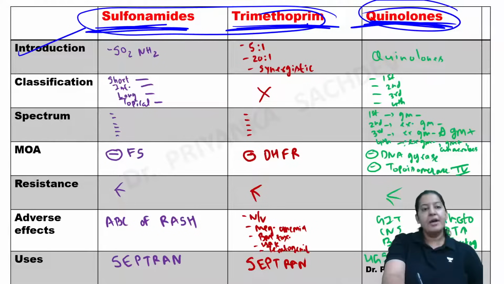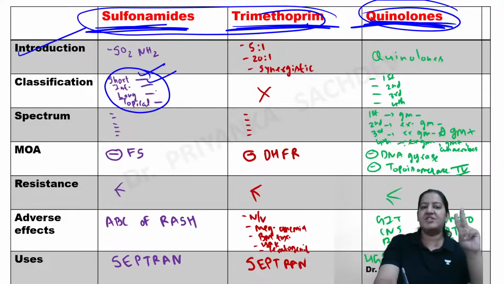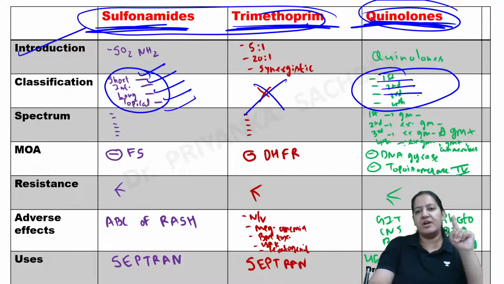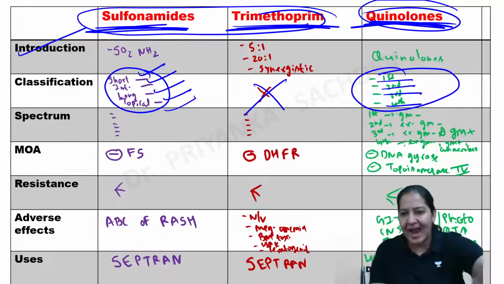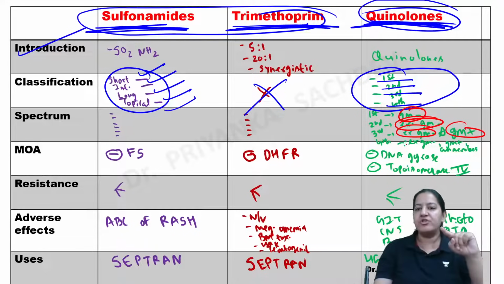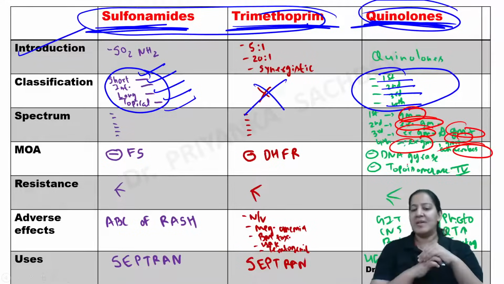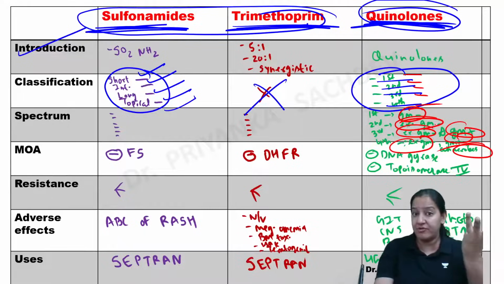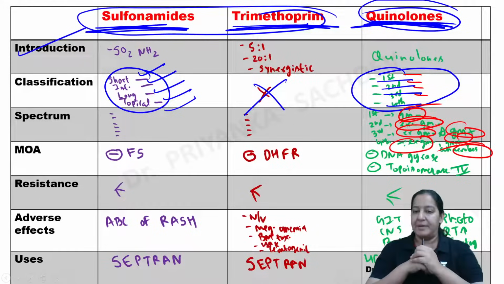Right? So introduction, ठीक है. You should know classification. Sulfonamide का classification is based on duration of action: short acting, intermediate acting, long acting, topical and special. Trimethoprim doesn't have any classification. Quinolone का classification is based on the spectrum: first generation, second generation, third generation, fourth generation. First generation acts only against gram negative, moderate gram negative. Second generation, extended gram negative. Third generation, along with gram negative, gram positive also. And fourth generation, along with gram negative and gram positive, anaerobes also. So that is the spectrum, and it is very important. Inside each generation, you should know the names of the drugs. How many drugs are there? Name them, number them. कितने हैं बताओ. Right?